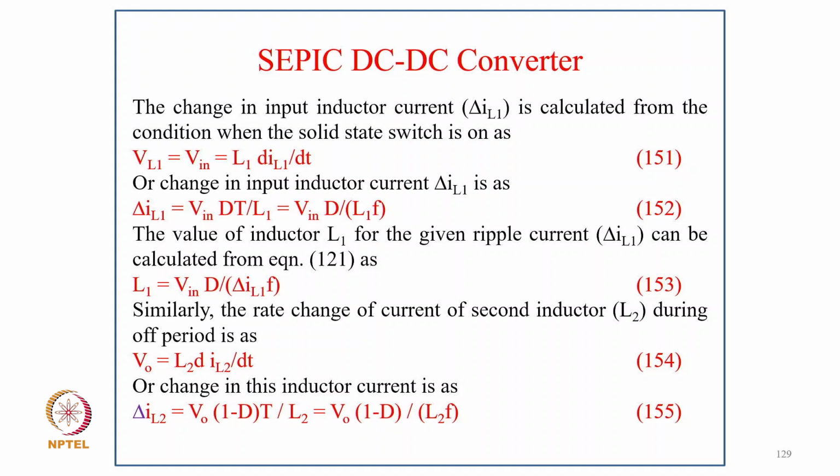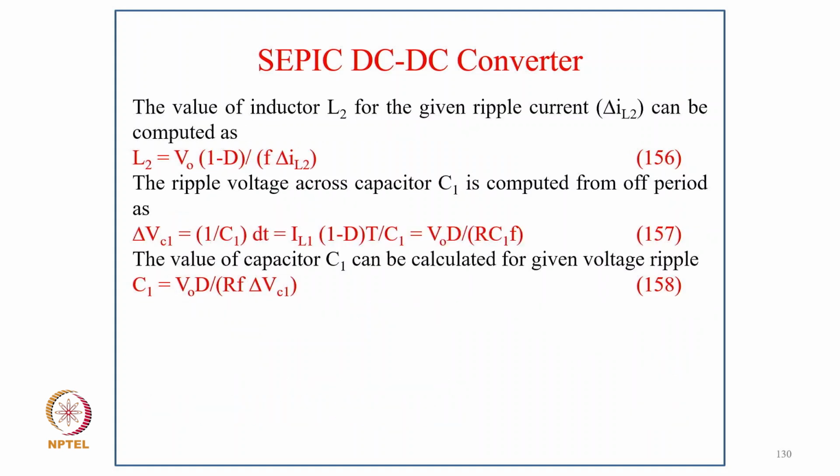L1 equals Vin·DT upon delta IL1·f. Similarly, the rate of change of current of the second inductor L2 during the off period is VO equal to L2 dIL2 upon dt, so the change in this inductor current, delta IL2, is VO(1 − D)T upon L2, equal to VO(1 − D) divided by L2·f. So the value of inductor L2 for the given ripple current delta IL2 can be computed: L2 equals VO(1 − D) divided by f·delta IL2.